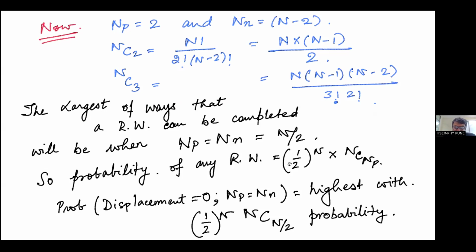So this product will be highest when this number is the highest, because this remains constant, and this number is highest when np equal to nn. And you can prove that. You can pick up any book on random walks or polymer physics. Why polymer physics, I'll come later.